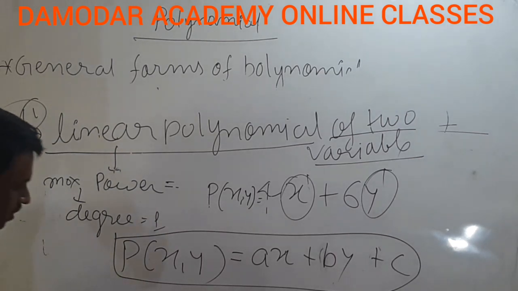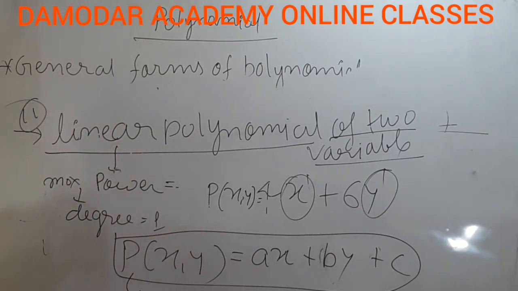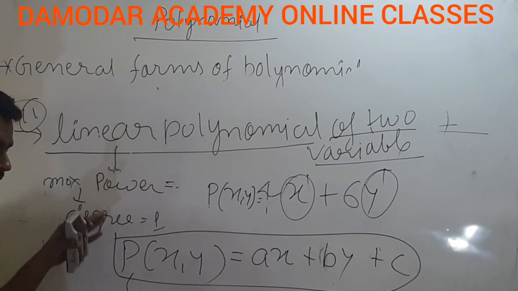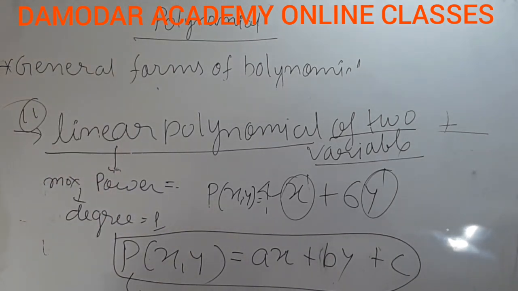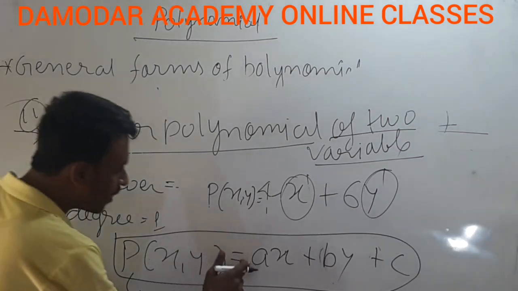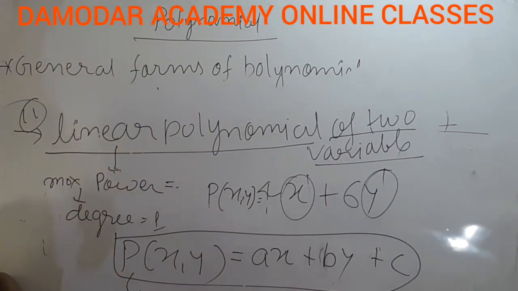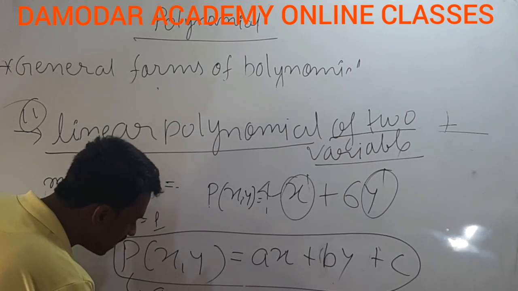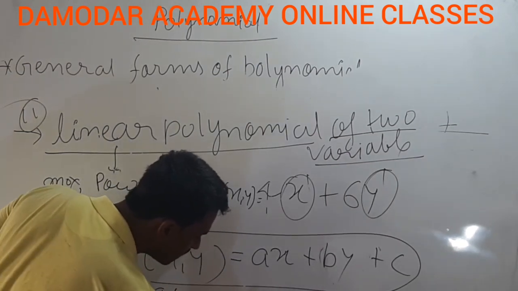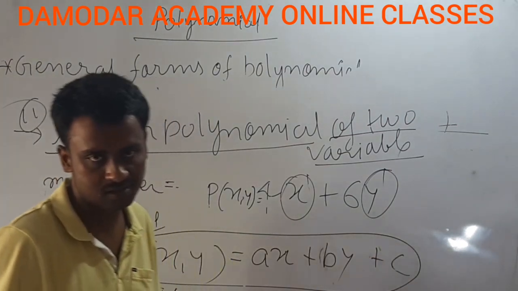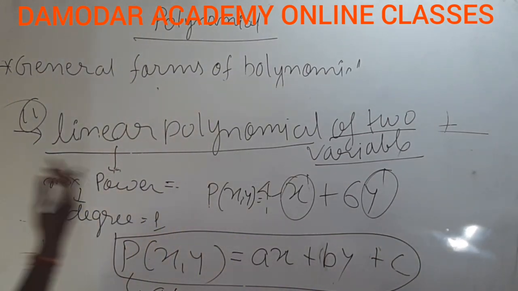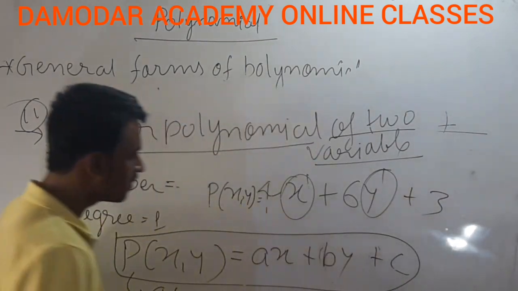Okay? Now there is a condition applied. As in the case of linear polynomial of one variable, we saw that a is not equal to 0. Similarly, for this case, there is a limit. And what is that limit? The limit is a is not equal to 0 and b is not equal to 0. Where, see the constant term. Okay? For example, 3.